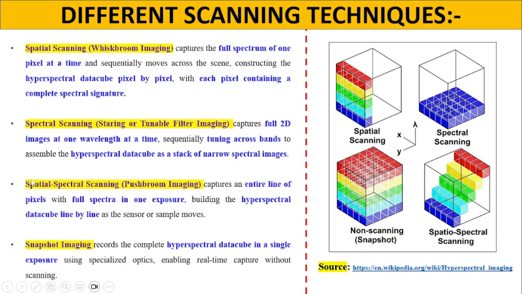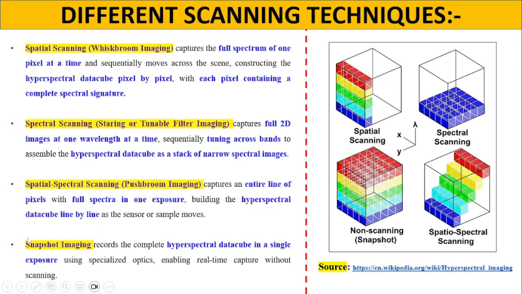And then we have the spatial and spectral, which combines these two together and captures an entire line of pixels in one exposure, then builds the data cube line by line as the sensor or sample moves. Now you will ask me, the principle is the same. Definitely the principle remains the same for all these three, but the clarity or the resolution continues. Now you will ask me, sir, why is the entire image taken in one go? If the image is taken in parts, then how will the image be processed and the hypercube be generated? That's the important part.